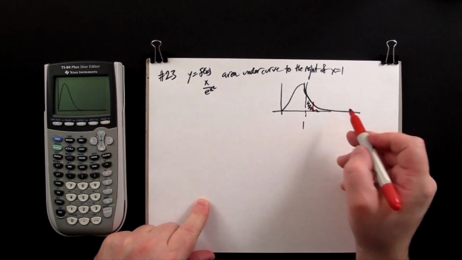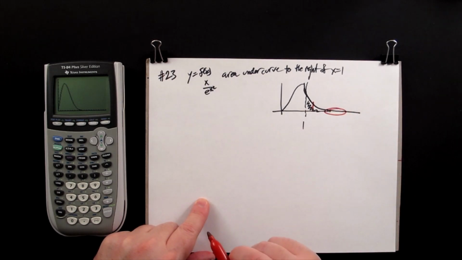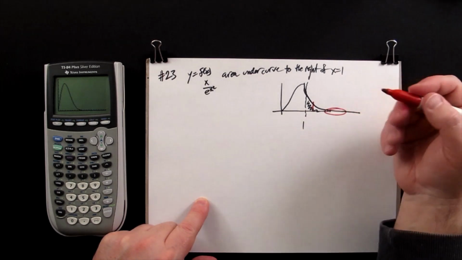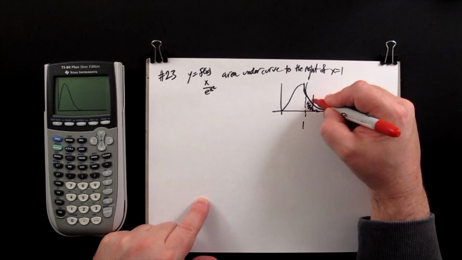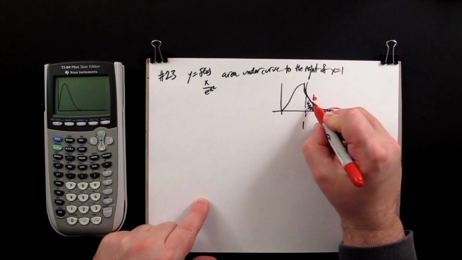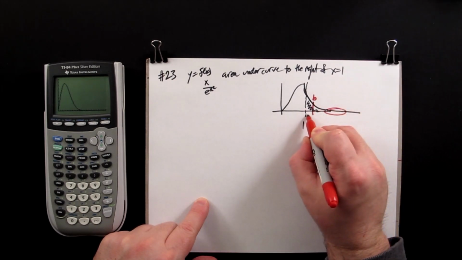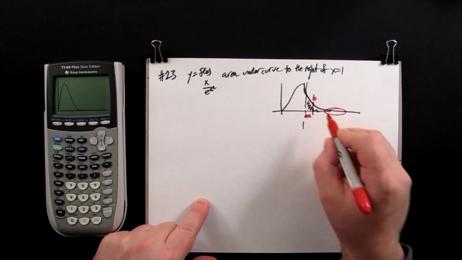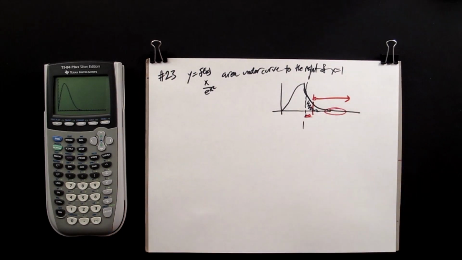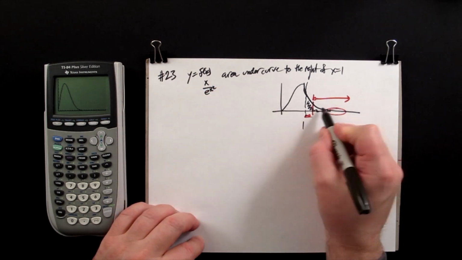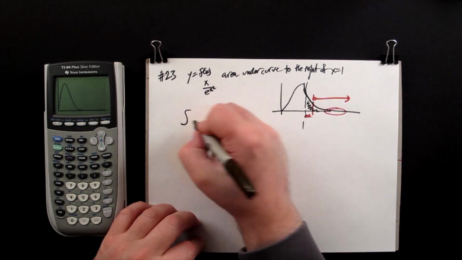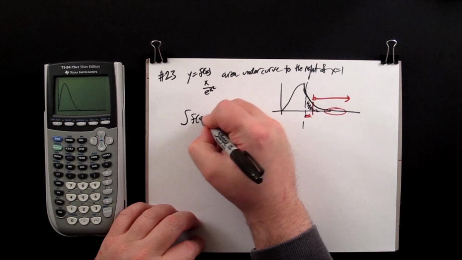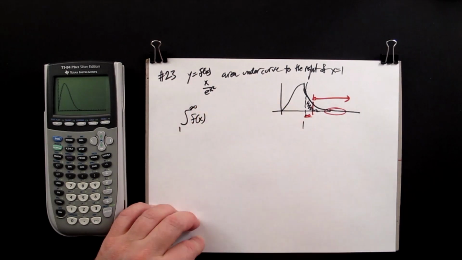But from the graph, you should be able to see that it does die off pretty quick to 0. So we're going to see what happens here. The technique we're going to use is we're going to find the definite integral for this area and then ask what happens as we send b off. So the area under this curve is represented by that.